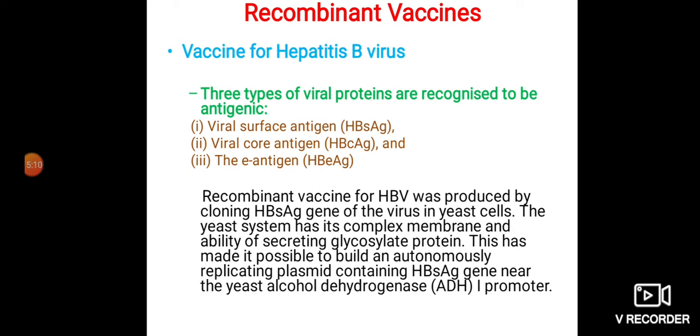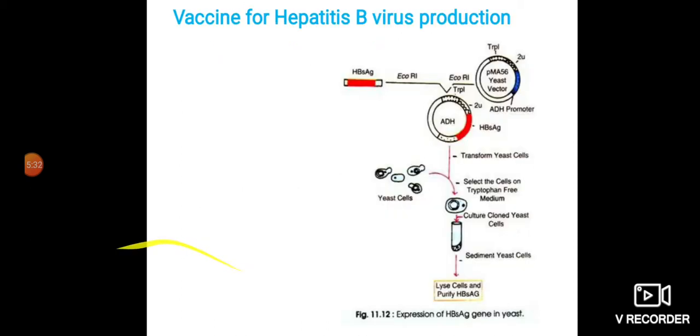So the next type of protein which I thought will be helpful is the recombinant vaccine protein. Here, in the case of hepatitis B, people are producing the recombinant vaccine for hepatitis B, which is produced by using yeast as an expression system with the ADH1 promoter. So this is the one.